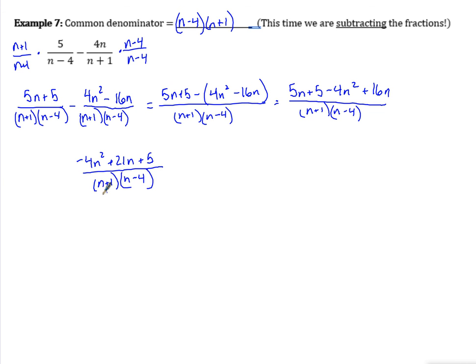Okay, it won't usually happen, but we need to double check that the top of this cannot be factored. So I would be looking for numbers that multiply to negative 20 and add to positive 21. And that's not possible, so this would be my final answer. All right, and that is it for adding and subtracting rational expressions.